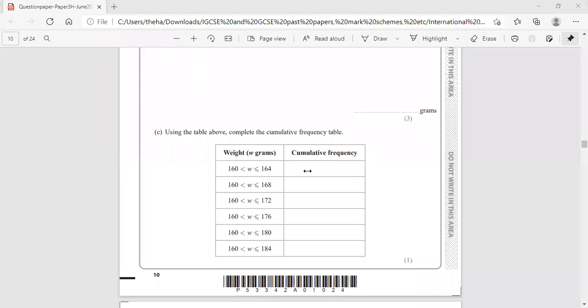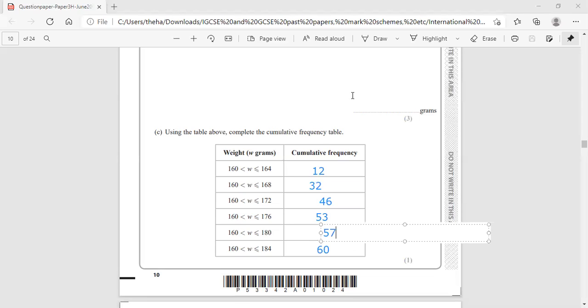So the first one is 12 because there's 12 apples there. Then the next one, we've got 12 and then we've got 20, so we add them together to get 32. So we've had 32 apples so far, and we know that it's going to end up as 60 because we're looking at 60 apples. So 32. Then the next one is going to be add 14, so we're going to get 46. And then the next one, what we're doing here is adding 7 because that's the next frequency. And then we're going to have to add 4 more.